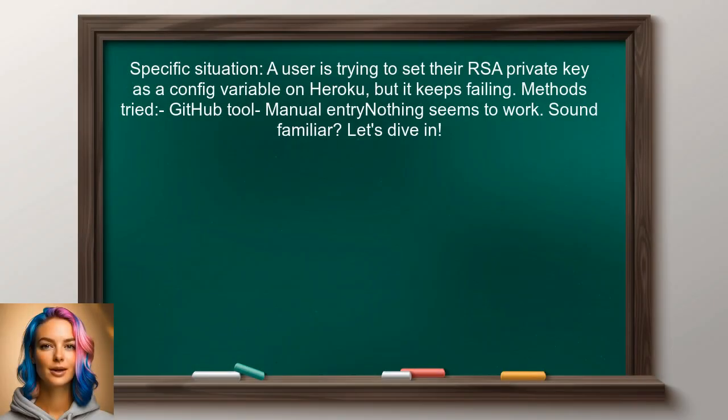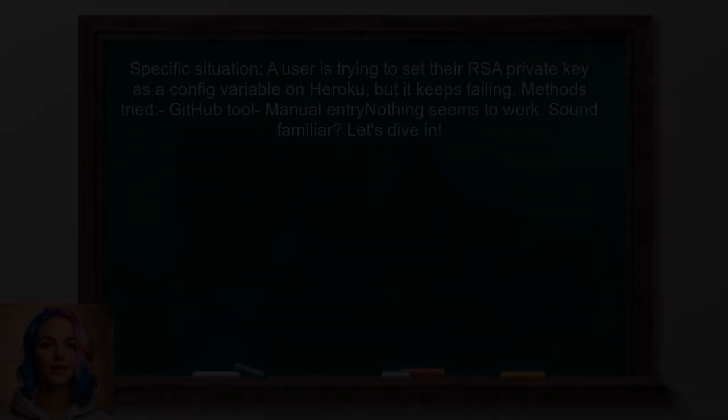Here's the specific situation we're looking at. A user is trying to set their RSA private key as a config variable on Heroku, but it keeps failing. They've tried multiple methods, including using a GitHub tool and manual entry, but nothing seems to work. Sound familiar? Let's dive into this together.